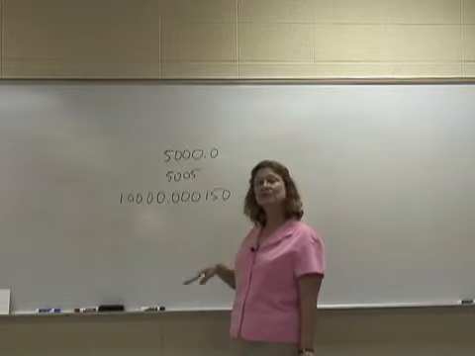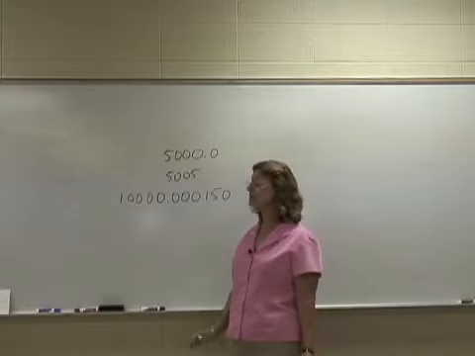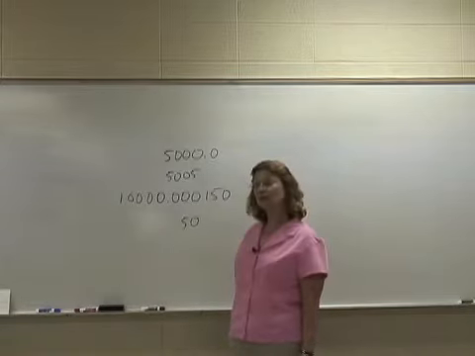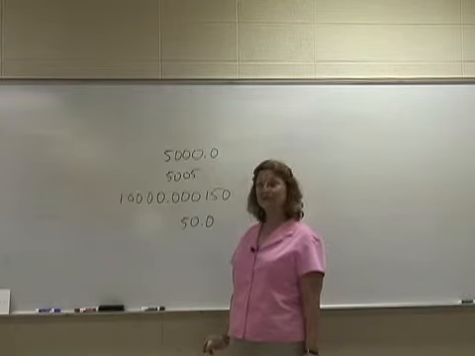So significant digits is how we handle numbers. The critical part is how do I handle those zeros? So if I have 50, that's only one significant digit. If I have 50.0, that's 3 significant digits.